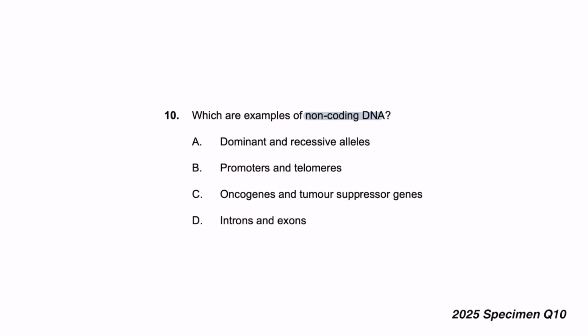Non-coding DNA refers to the DNA that does not code for proteins. Alleles, genes, and exons are all coding for proteins. Promoters are the DNA sequences at the beginning of genes, while telomeres are used to protect chromosome structures.